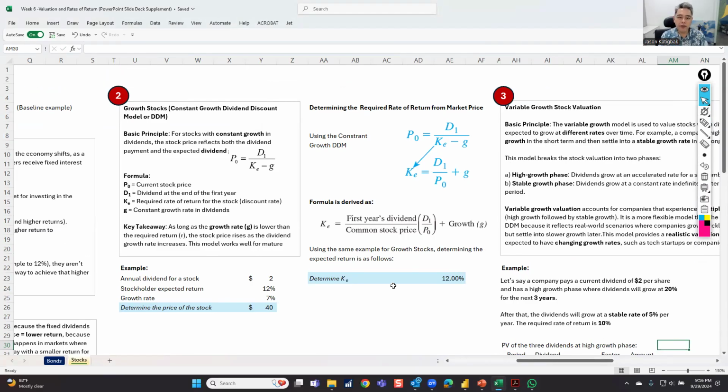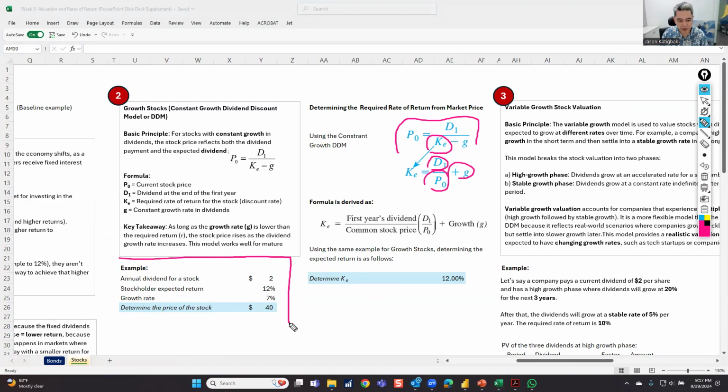Now, on the second section, before we go to number 3, I wanted to show similar to what we did in week number 5, right? The same formula here. If I try to solve for letter K, which is the rate of return, the formula would be the dividends divided by the stock price plus G, which is your growth rate. So basically, it's the same here, but we're trying to solve for letter K, which is actually the rate of return. Let's do that.